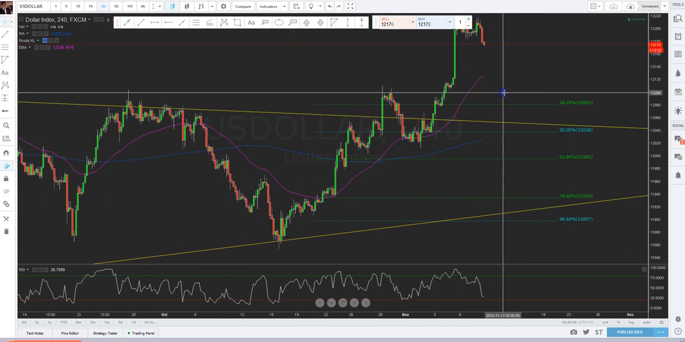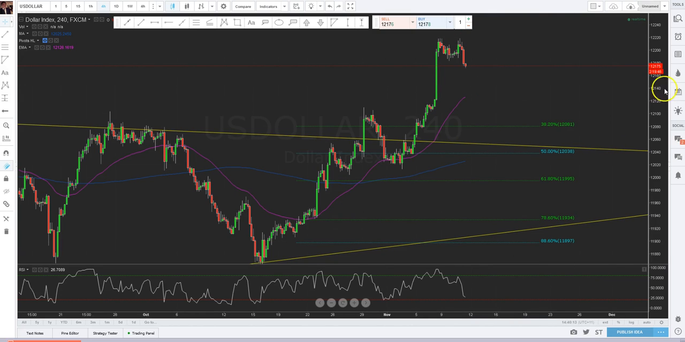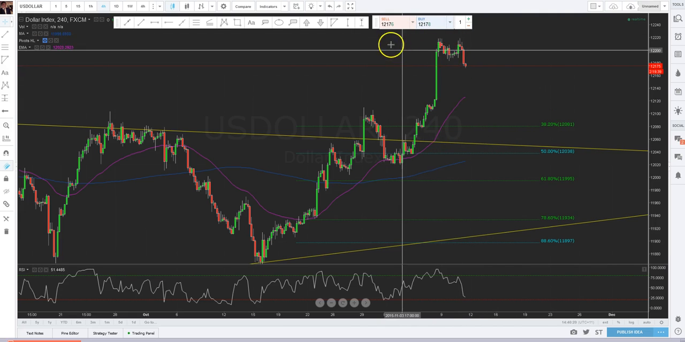Now, there's a pattern in here too. Actually, I'll do the other one, I'll do the entry part. There's actually a double top here too. A pretty good double top as well.